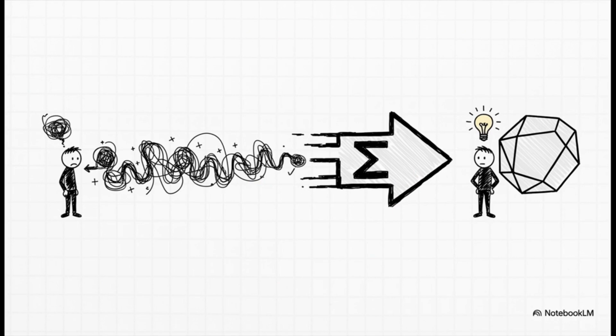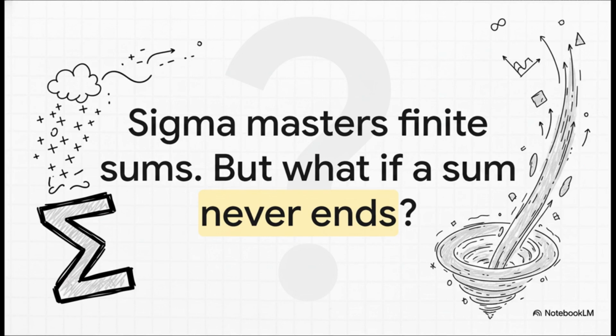Sigma notation is way more than just a space saver. It's a fundamental change in how you think. It lets you stop focusing on the tedious step-by-step process of adding and lets you start thinking about the entire concept of the sum as a single object that you can actually work with. We've seen how sigma is this incredible tool for mastering the sum of a finite list of things, no matter how long that list gets.